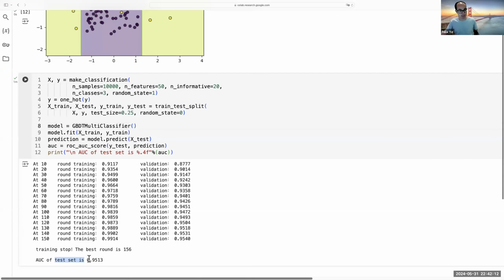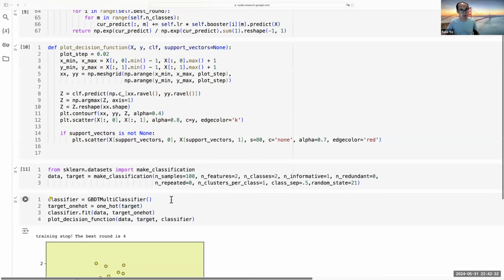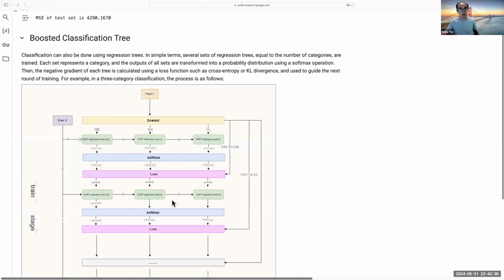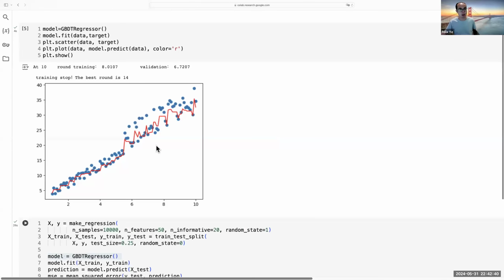The test AUC that we got is 0.951, which is quite good. You can see this is very close to what we have for the validation and the training, so this is quite good. I think that's reasonable, and it gives you some idea of what we're actually doing for boosted classification trees.